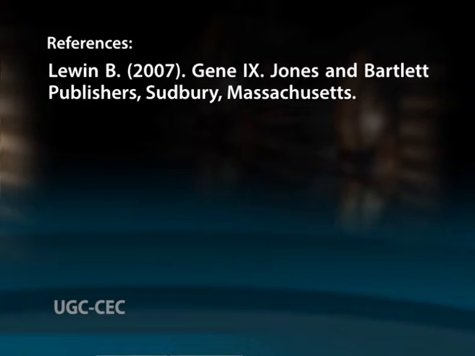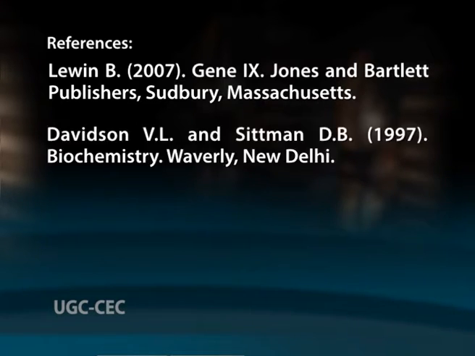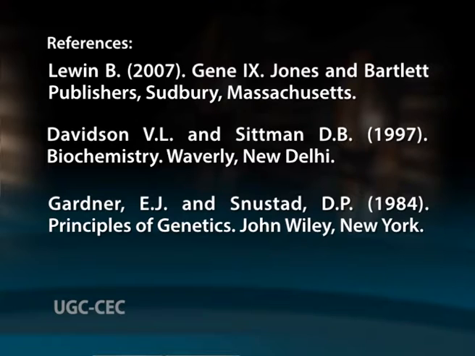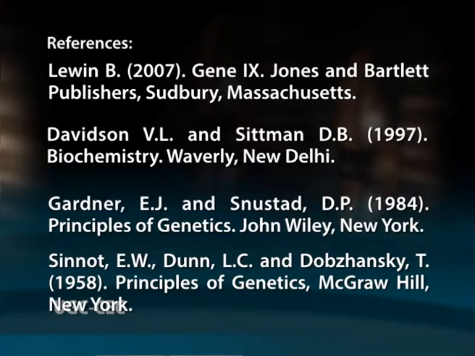Next one is a book with the title Genes 9, authored by Lewin, published by Jones and Bartlett Publishers, Sudbury, Massachusetts. Yet another book is with the title Biochemistry, authored by Davidson and Sittman in the year 1997, published by Waverly, New Delhi. Yet another book is with the title Principles of Genetics, authored by Gardner and Snustad in the year 1984, published by John Wiley, New York. Another book is with the title Principles of Genetics, authored by Sinnott, Dunn and Dobzhansky in the year 1958 and published by McGraw-Hill, New York.